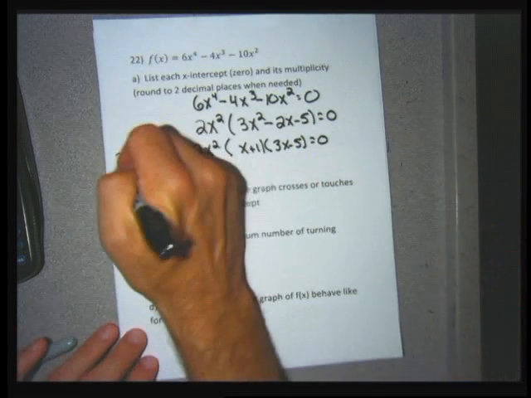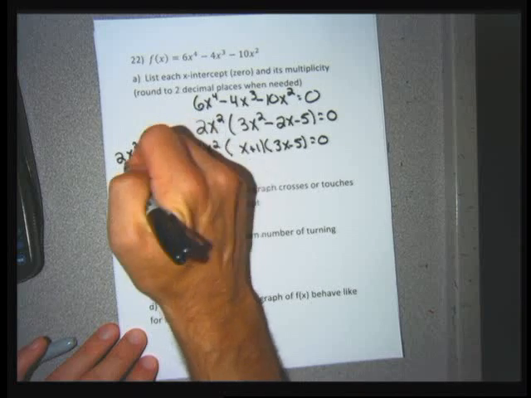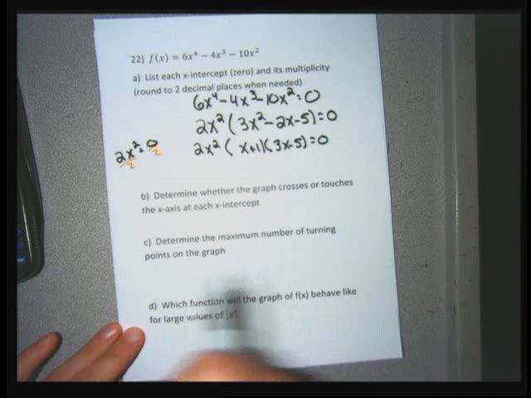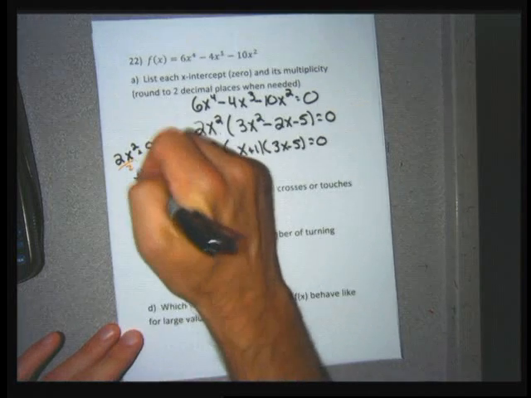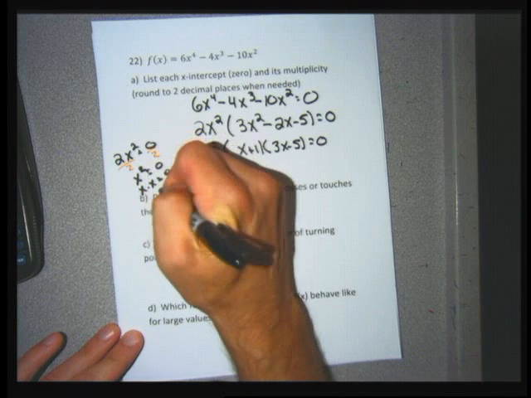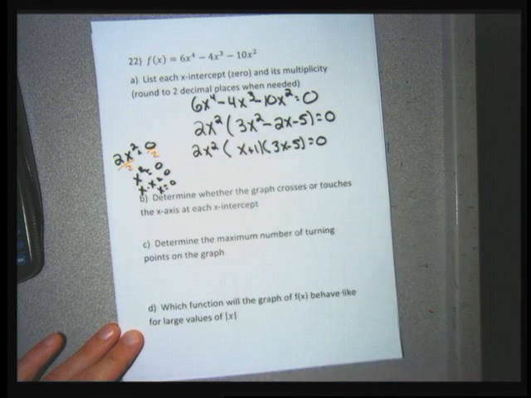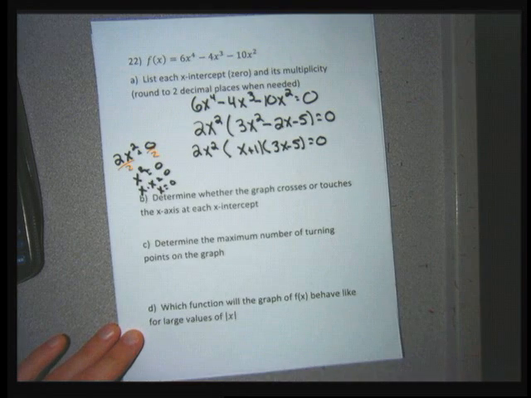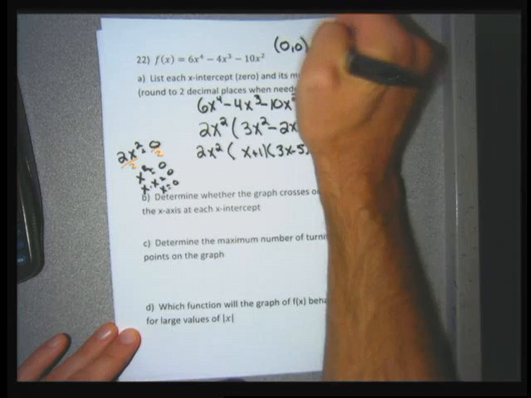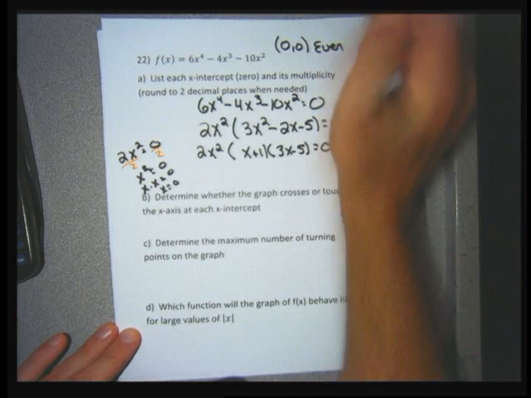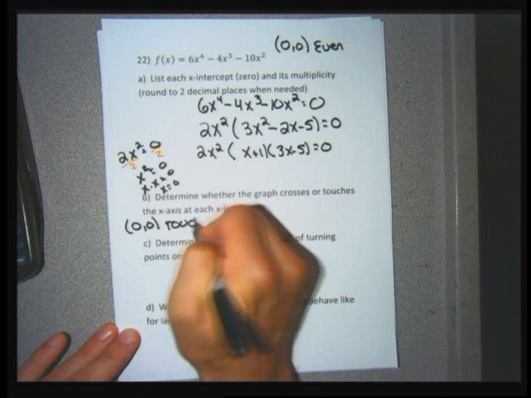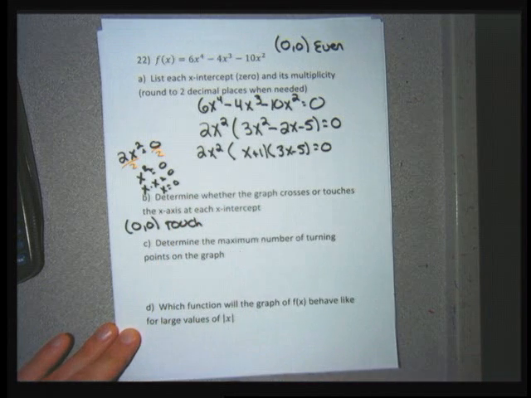I'll set the 2x squared equal to 0. For that, you divide by 2. You get x squared equal to 0. That's really x times x equal to 0. The only answer that works for that is x equal to 0. And that gives me an x-intercept of 0, 0. That has an even multiplicity. And so at 0, 0, the graph is going to touch and not cross the x-axis.